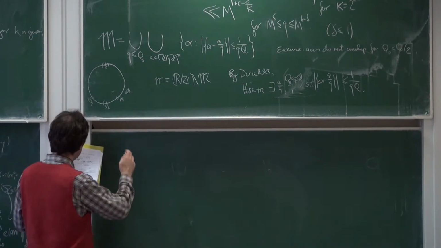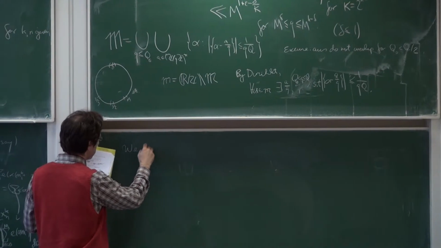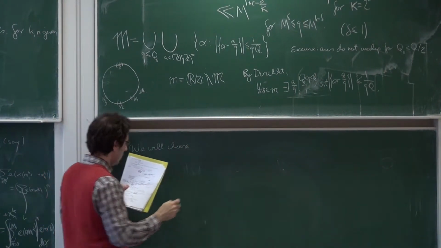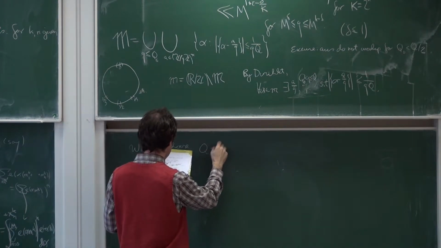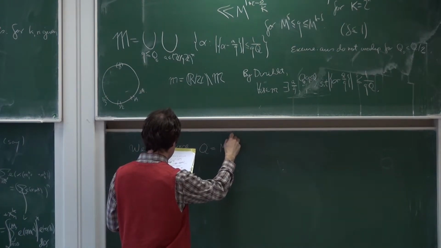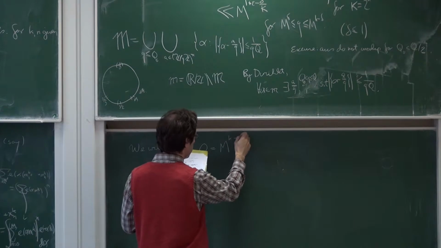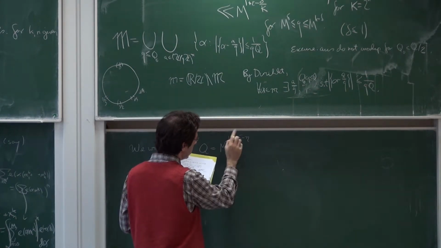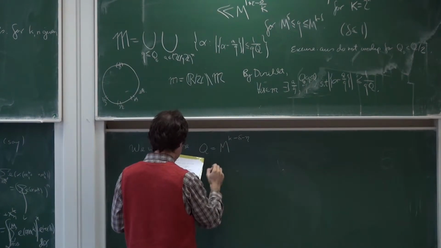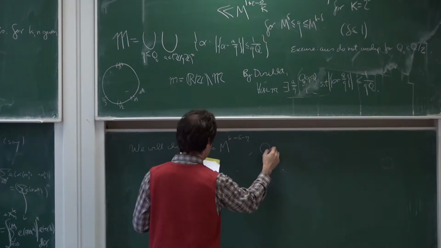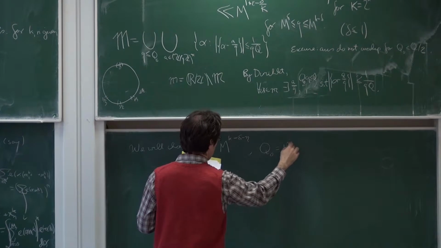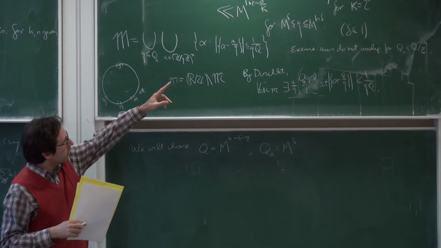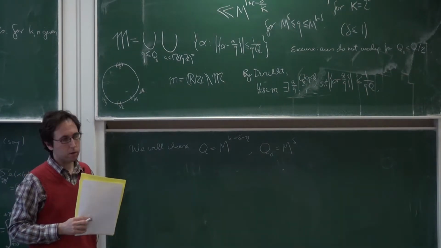Very well, so we will choose big Q, M to the K minus a delta minus eta. Delta and eta again will be small, but especially delta will not be too small. And Q0 is M to the delta, simply so that they correspond roughly to that inequality over there.